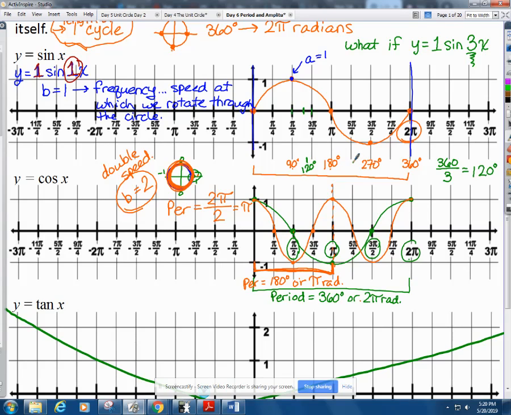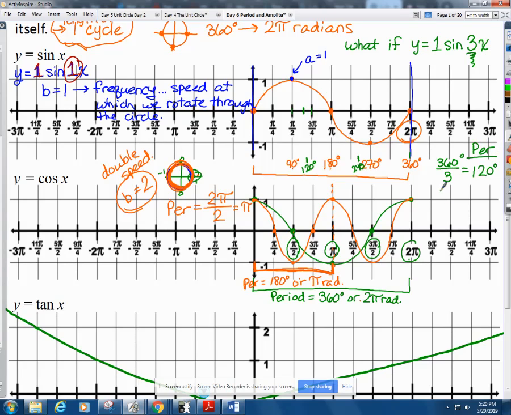So 180. This is 225. So 240 will be maybe about here. And then 360. So this isn't the best graph paper to work with to show you this. And then I'll show you how we really represent period, which is not in degrees. So this is if we represented it in degrees.